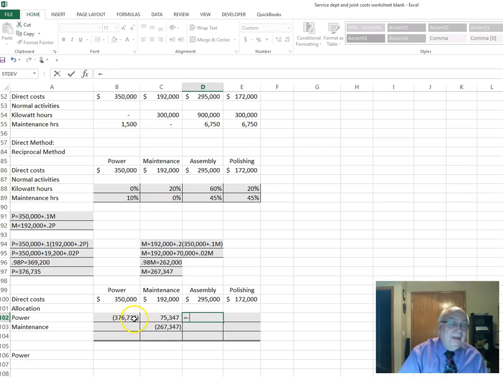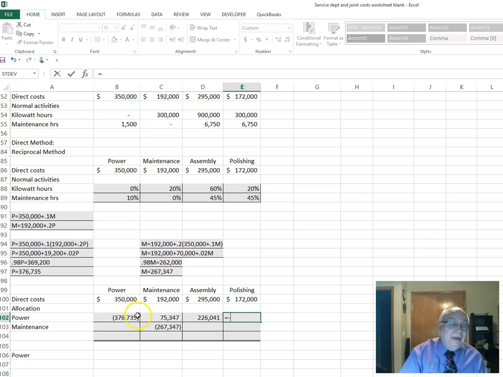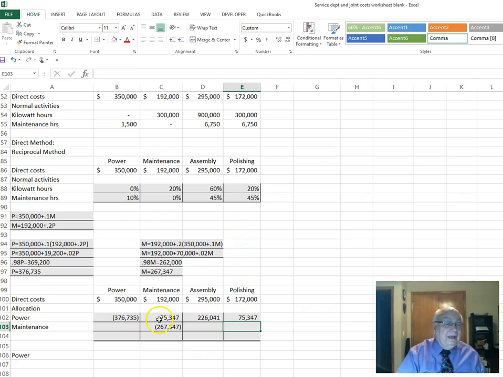Equal minus the 376 times the 60%, which is 226,041. And this is equal to the minus 376 times the other 20%. Okay, so that's the numbers we have for allocating the power. Now we need to allocate maintenance.